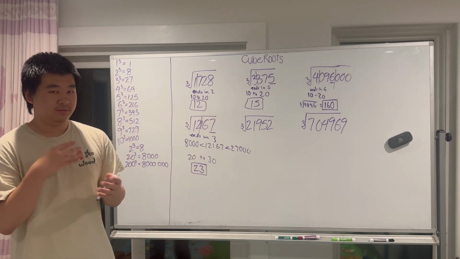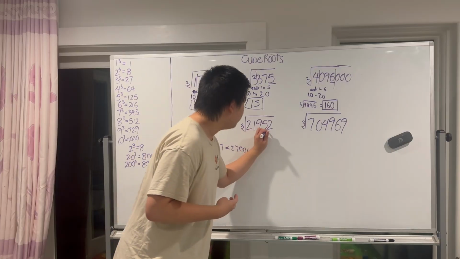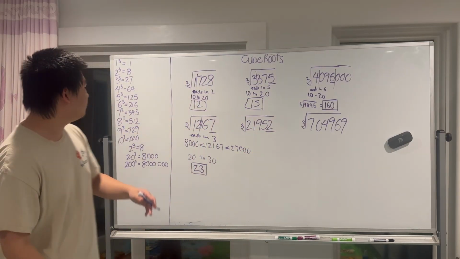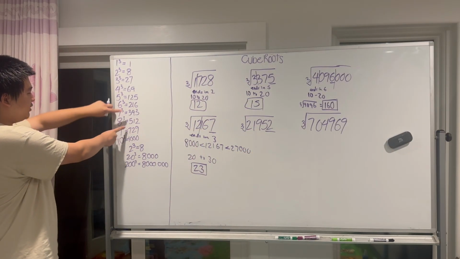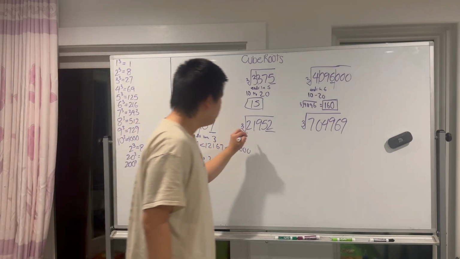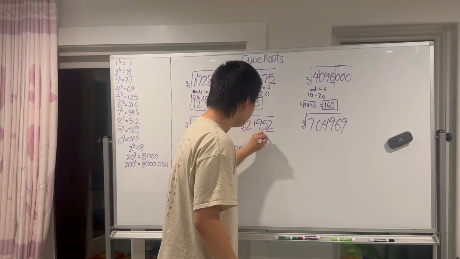Now, our fourth example, we're going to have the cube root of a similarly large number, 21952. So, let's just apply the same logic. 21952. The last digit is 2. So we look back here. What does it end in? It ends in 8. So we make a mental note, ends in 8.